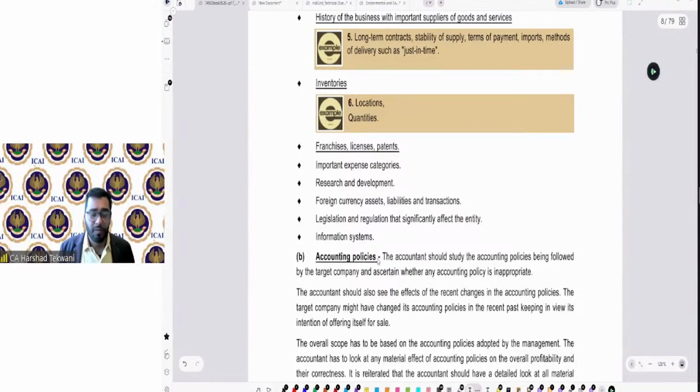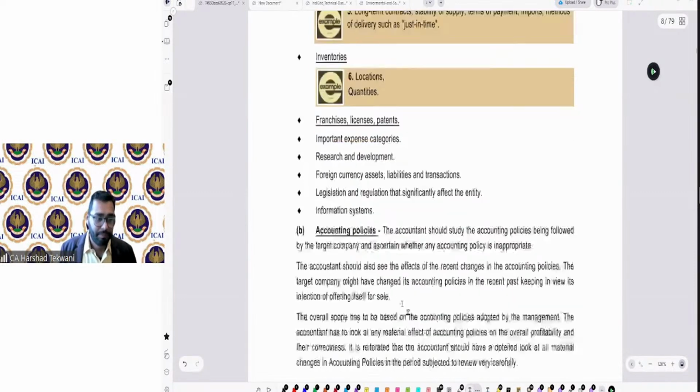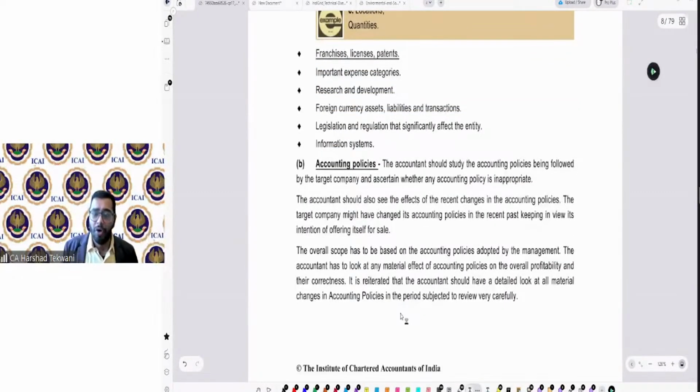Then accounting policies, very important. When it comes to financial due diligence, accounting policies are a key and important part to understand how the revenue is recognized, how things work within an organization. Whether it's a contract based company, whether it's a percentage of completion method, whether it's straight line, how the revenue is recognized, whether they follow IFRS, Ind AS, or normal AS, on what basis their accounting policies are drafted.